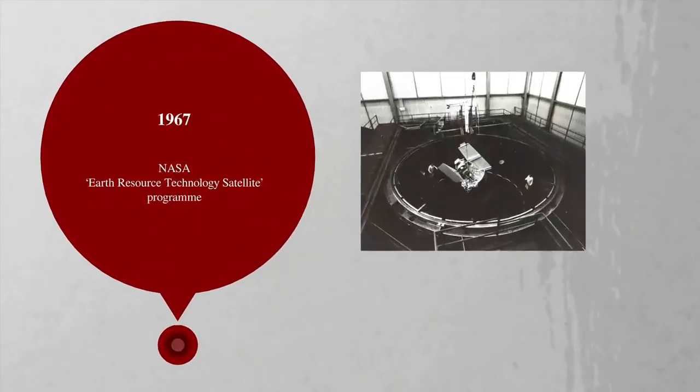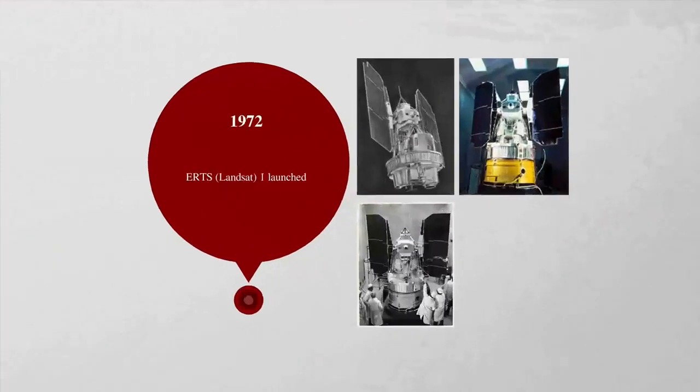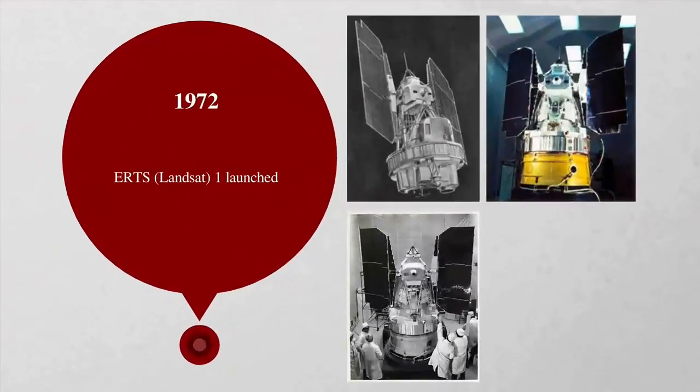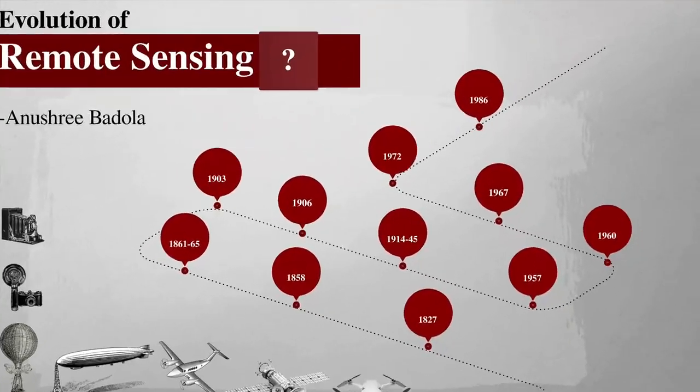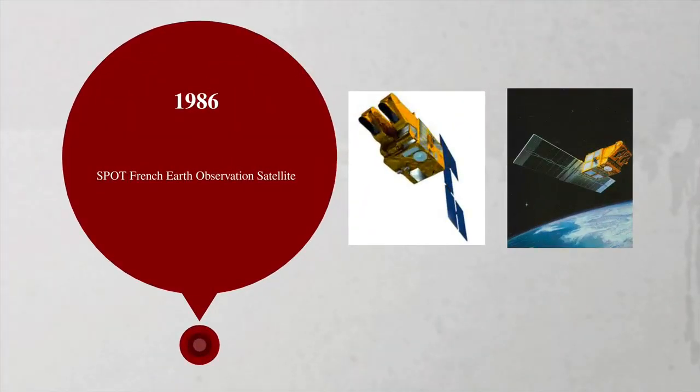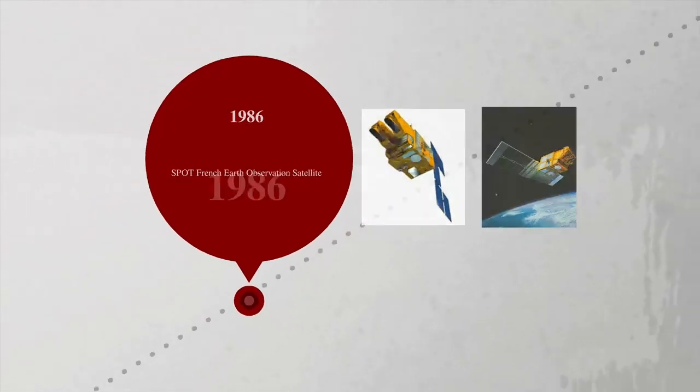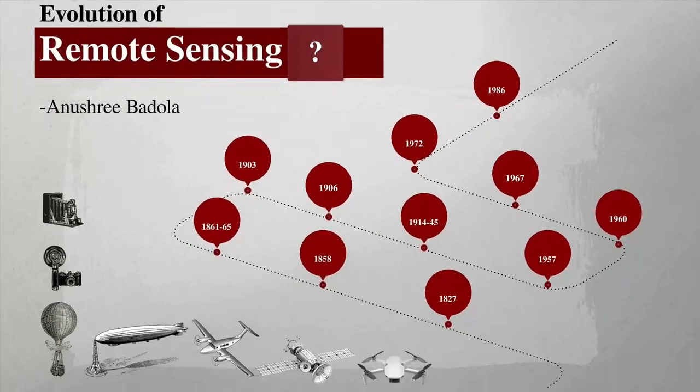In 1967, NASA launched the satellite program for Earth Resource Technology. Under this program, Earth Resources Technology satellite was the first satellite which was launched in 1972, and this was later named as Landsat 1. French Space Agency launched their first Earth observation satellite named SPOT in 1986. Since then, many satellite programs have been launched by different countries.